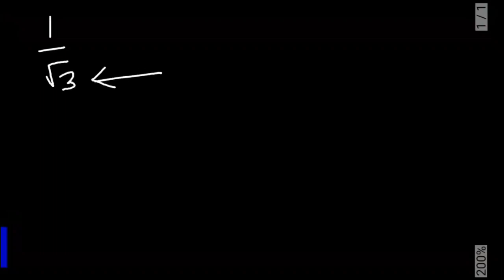This here is a non-rational denominator. Changing this to a rational denominator is what we call rationalization. It means we are going to get rid of this surd here. But how do we rationalize?